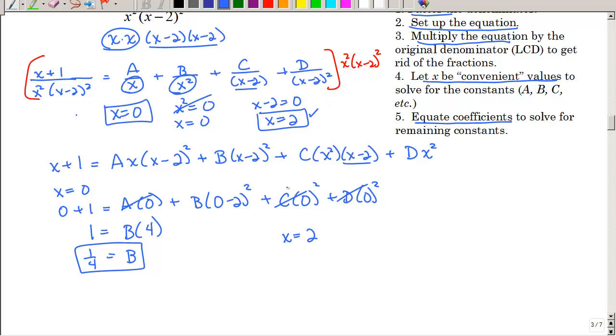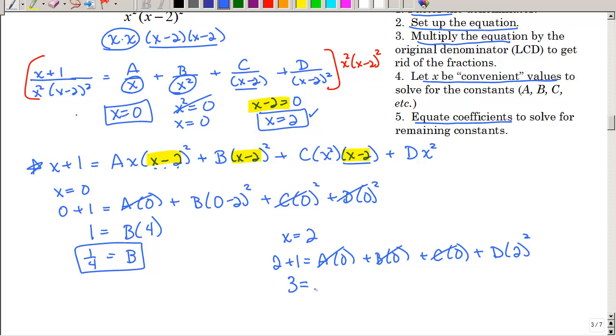Now I'm going to use my other convenient value. Let x equal 2. And again, I'm coming back up here. Everywhere there is an x, I'm going to put in a 2. But I also want to notice that everywhere I have that x - 2, that's going to become 0. So I'm going to have an A times 0, a B times 0, and a C times 0. And the only thing I'm going to have left is D, and x is 2. Hopefully you're understanding that if I put in 2 for x, 2 - 2 is 0. That's why that's going to go away. So I have 3 equals 4D. 2 squared is 4. So D is 3/4.